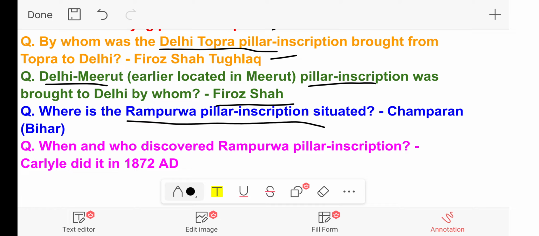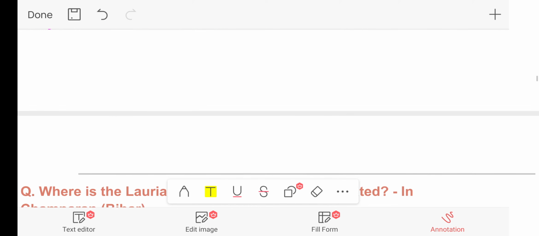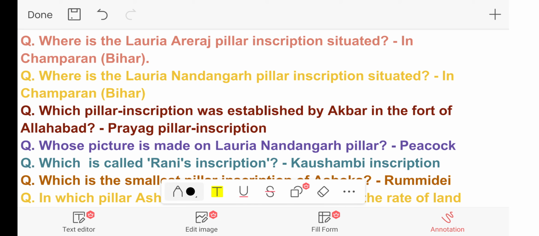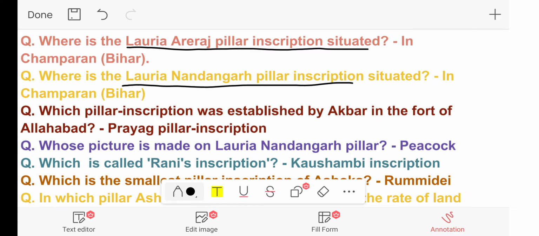Next is, where is the Rampurva pillar inscription situated? Answer is Champaran, which is in Bihar. Next, when and who discovered Rampurva pillar inscription? So Carlyle did it in 1872 AD. Next, where is the Maurya Ariraj pillar inscription situated? So it is situated in Champaran, which is in Bihar. Next, where is the Maurya Nandangarh pillar inscription located? So again, it is in Champaran, which is in Bihar.